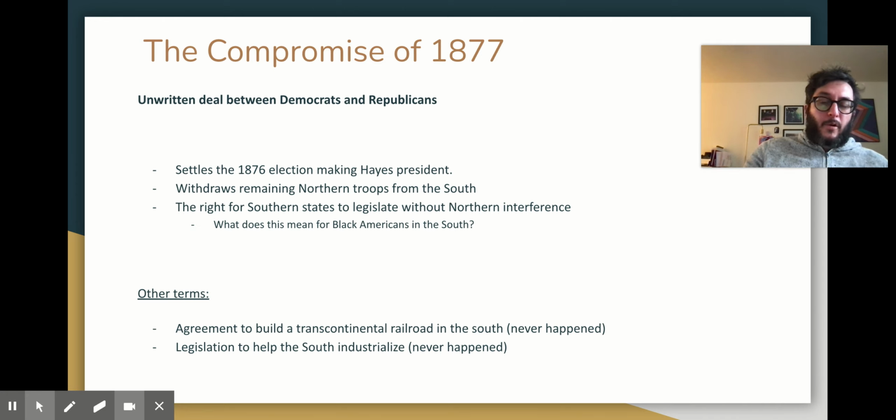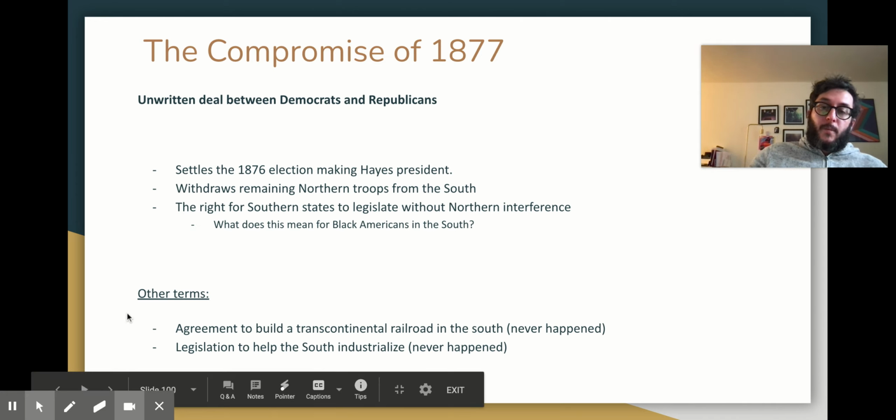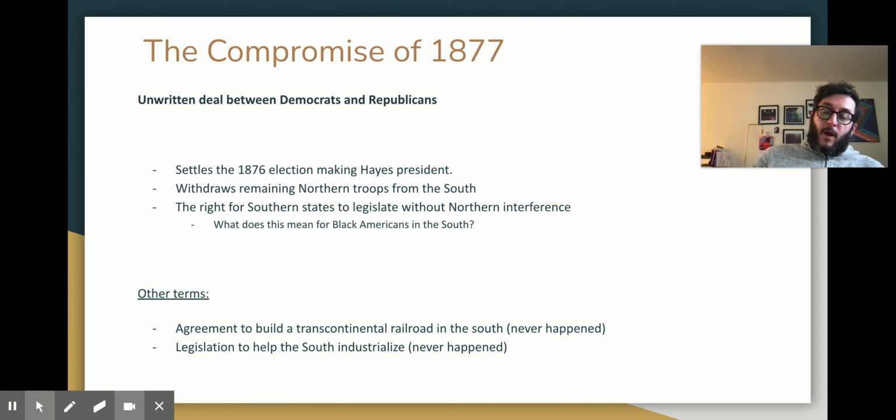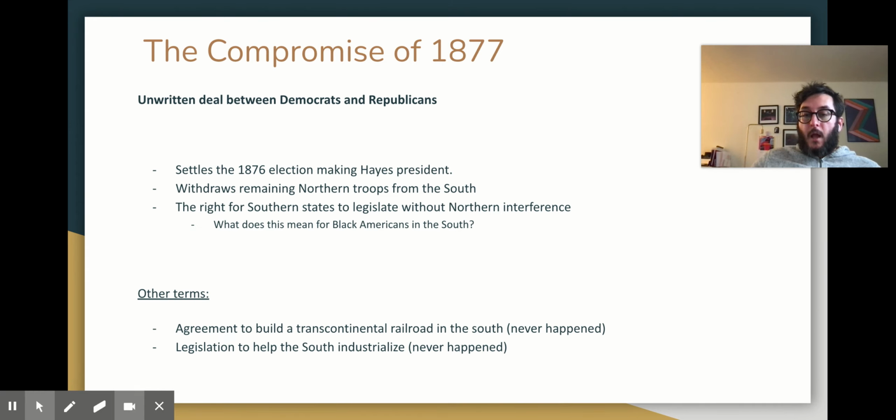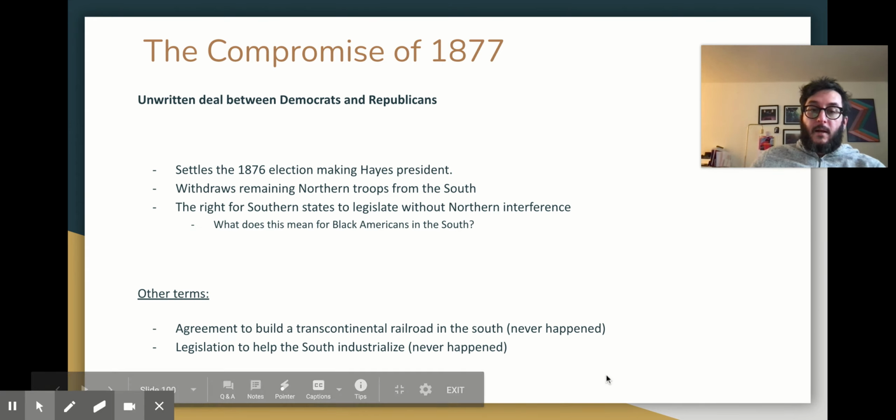A couple other terms I'll mention. We were going to build a transcontinental railroad, a coast-to-coast railroad. That never happened. Perhaps more importantly, for reasons that we'll talk about during our lesson this week, part of the agreement was that there would be legislation, that we would pass some laws that would help the South industrialize. That also never happens.